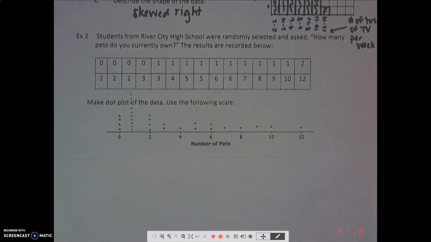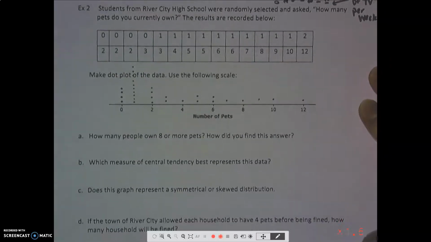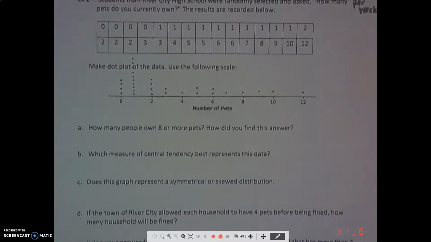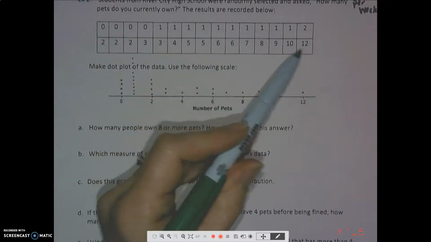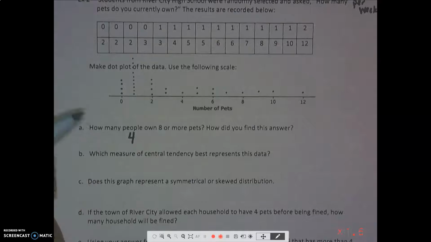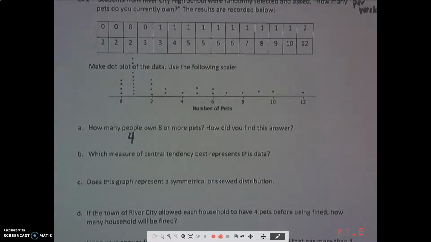All right, so there is your dot plot. Then we're going to use that data to answer the following questions. So how many people own 8 or more pets? How did you find your answer? We're either looking in the table and counting 1, 2, 3, 4 people, or you're looking in the dot plot and counting 1, 2, 3, 4 dots that are from 8 and higher.